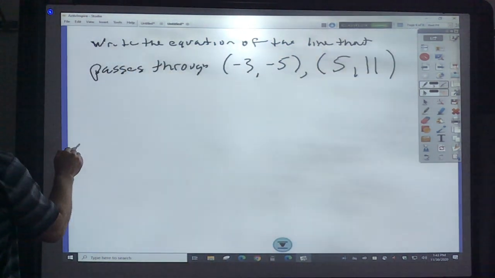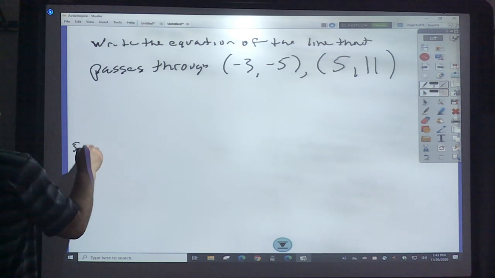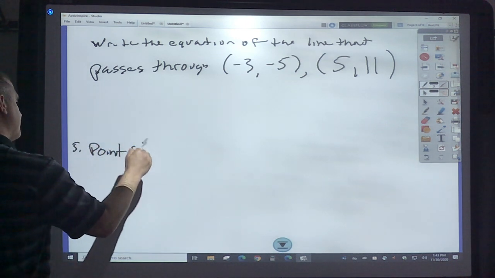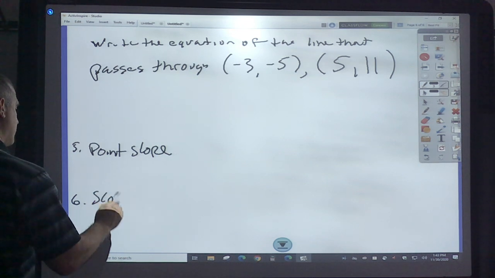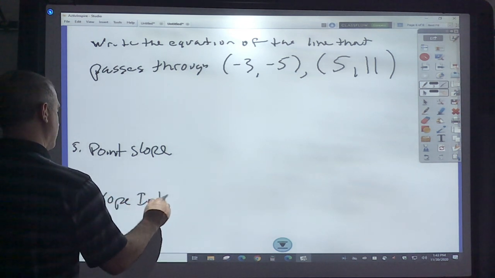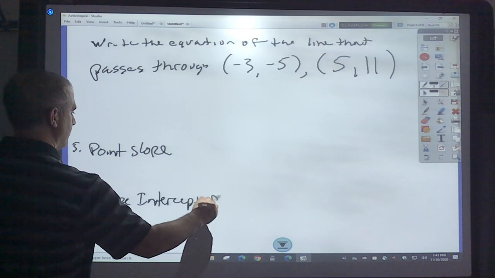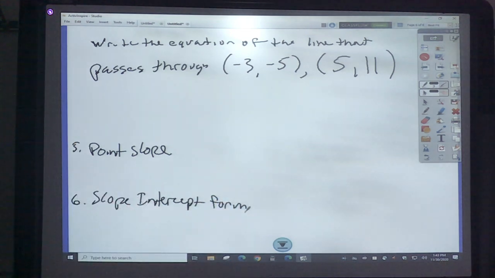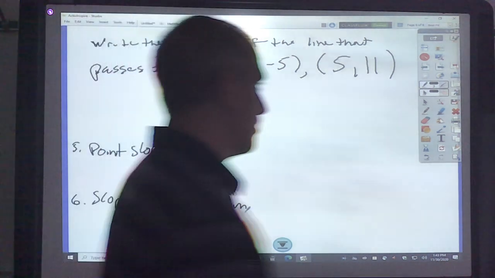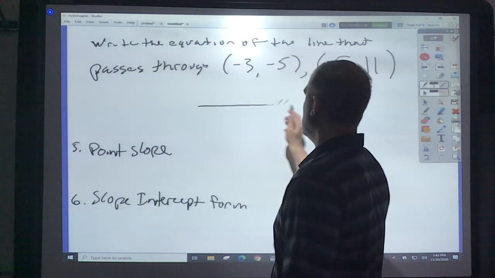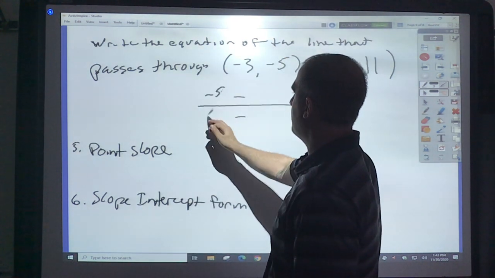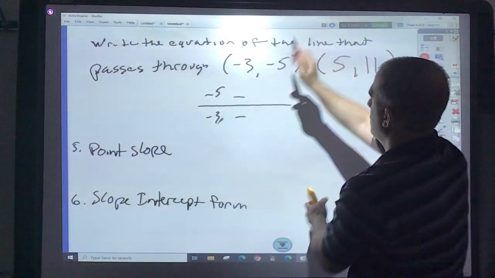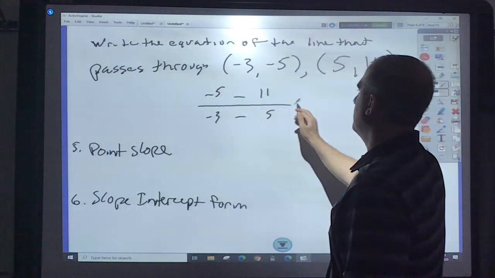For problem 5, I want point slope form. And for problem 6, I want slope intercept form. So you can go ahead and pause your video. Go ahead and work on that. Got to find the slope first. Turn the wheel, -5, -3. Turn the wheel, 11 and 5.